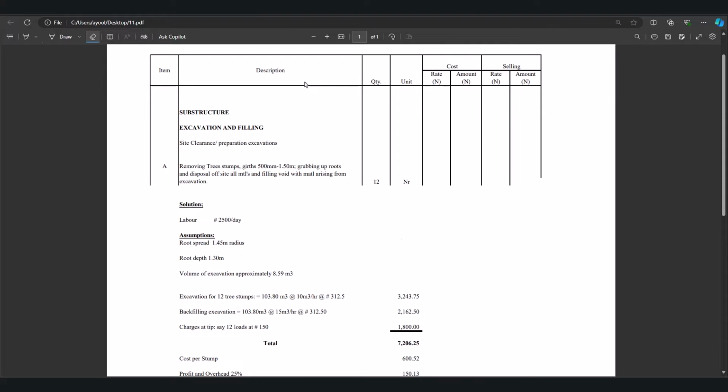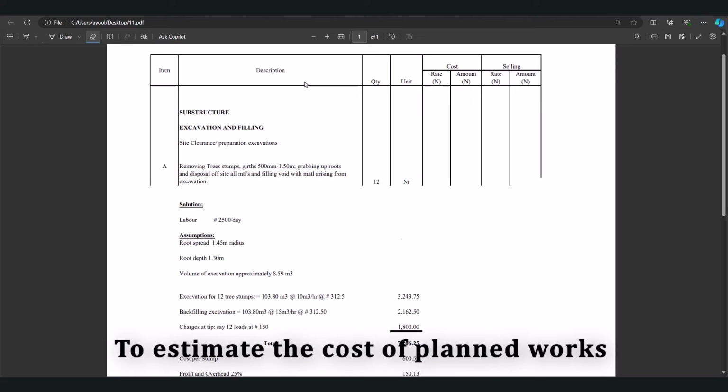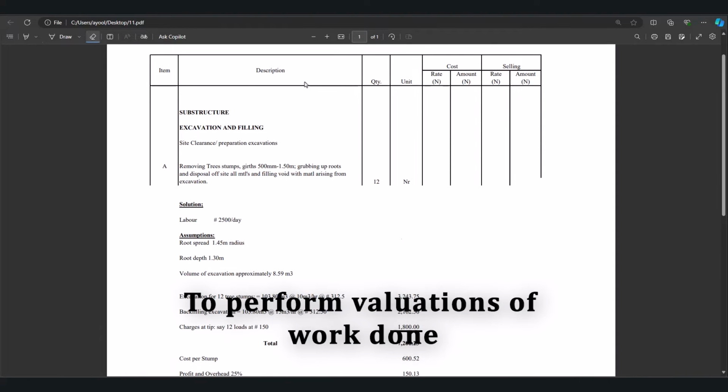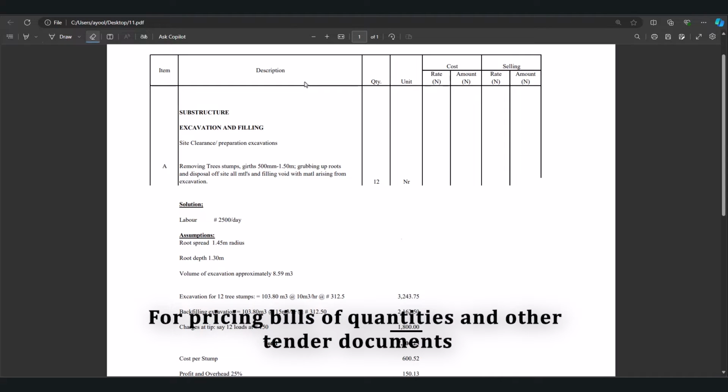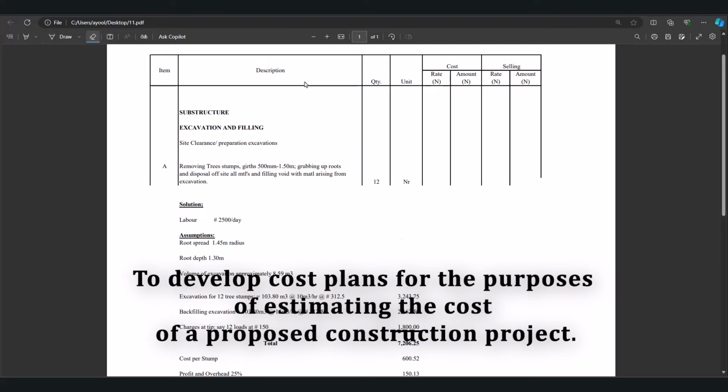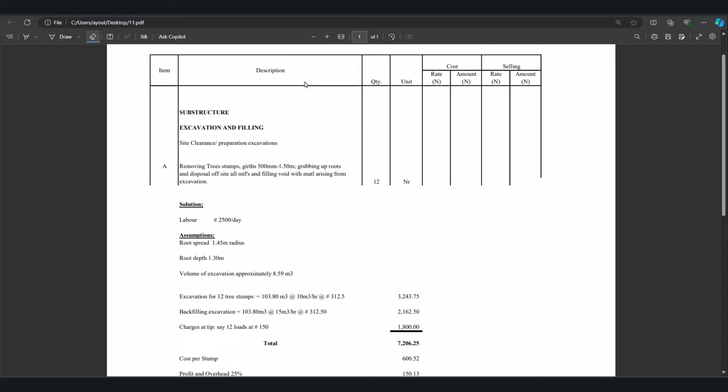So moving forward, what are the uses of unit rate? Unit rate can be used to estimate cost of planned work. It is used to perform valuation of work done. It is used to price bill of quantity and other tender documents. And it is used to develop cost plan for the purpose of estimating cost of proposed construction project. With all being said, let's get into today's tutorial.